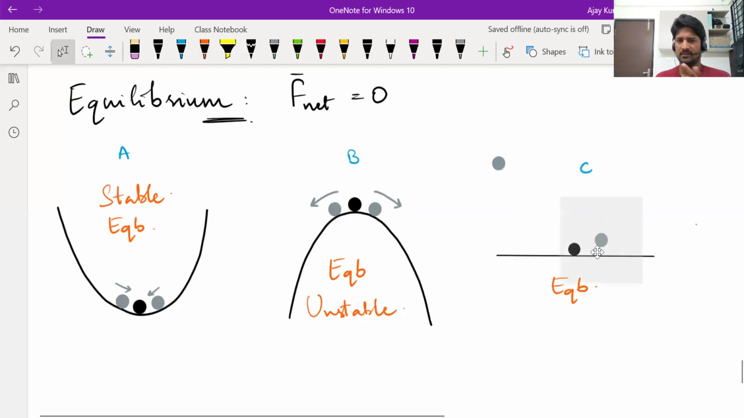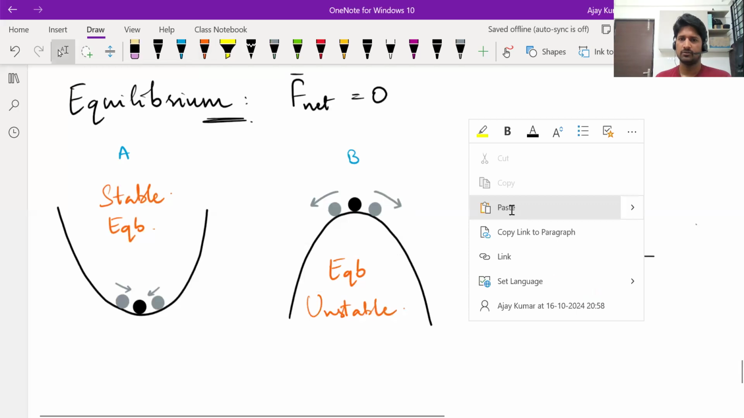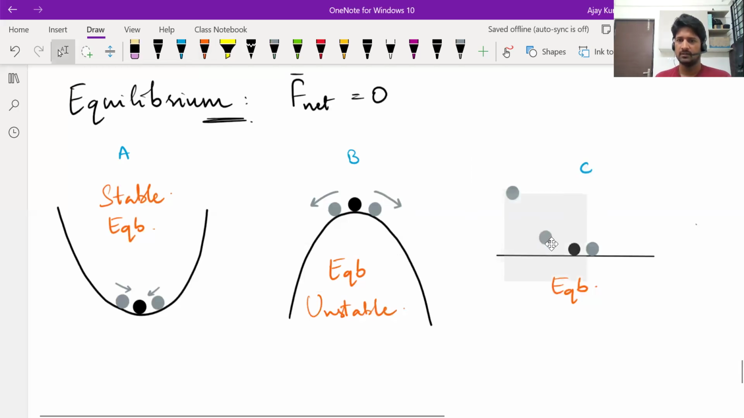Next, third case. Again, here you don't even have to say. You disturb the particle a little bit, means take it to some other position around the equilibrium position and leave it. Will it have a tendency to go away from equilibrium, towards equilibrium, or neither? In this case, it is neither.